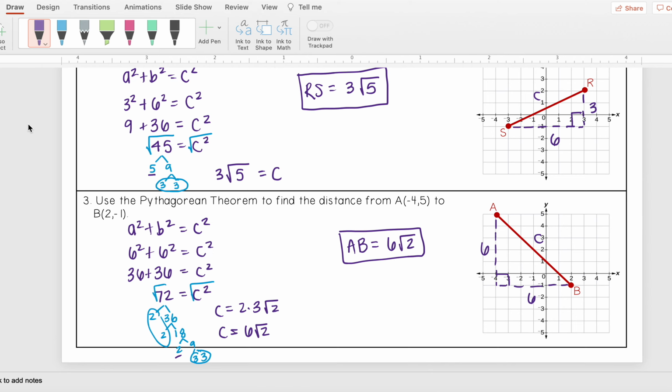You also could have recognized, another way of doing this, that 72 is the same thing as 2 times 36, which is square root of 2 times square root of 36. And then the square root of 36 is just 6. And so you still end up with that same answer.